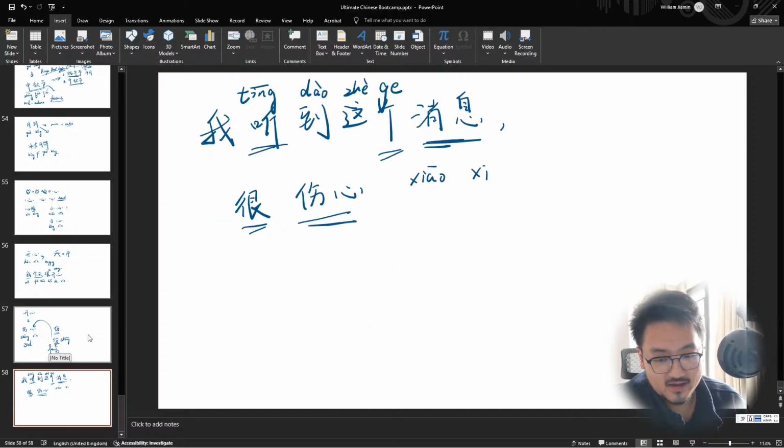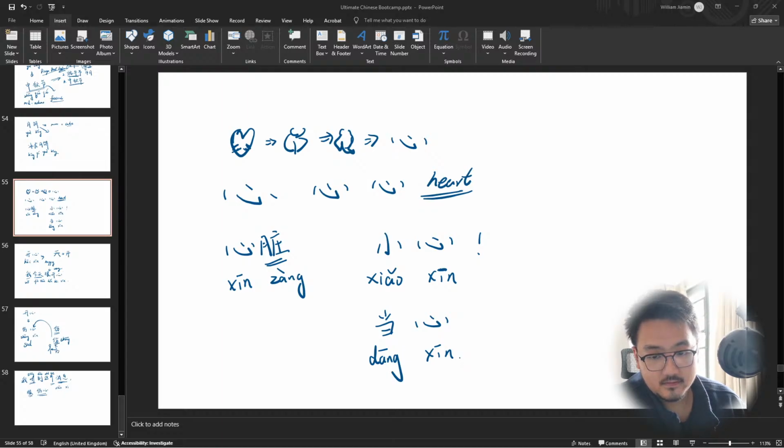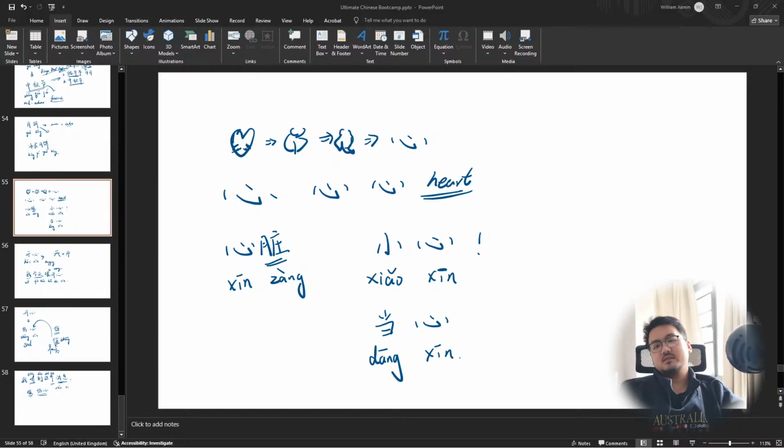So I think that's enough extension about the single component character 心. We can expand a lot. 心 is more like the feeling, okay? And 心 can also be treated as a 偏旁部首, so 心 is also a 部首. That means you can use 心 to combine into a lot of different characters.